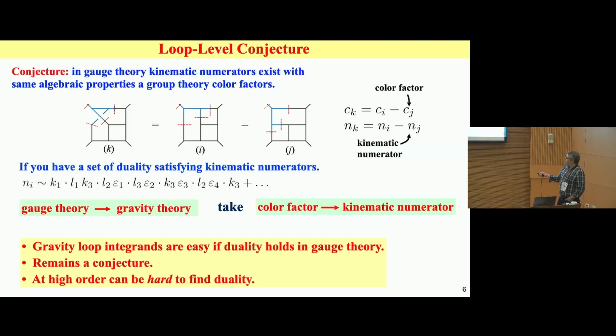One thing is this remains a conjecture. That's not so good. But a much worse problem is at high loop orders, it can be very hard to find such numerators that satisfy this.